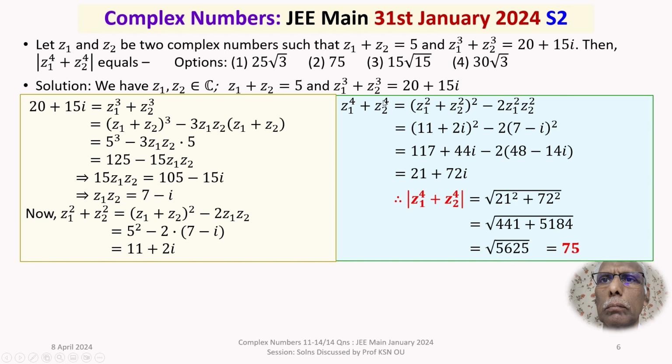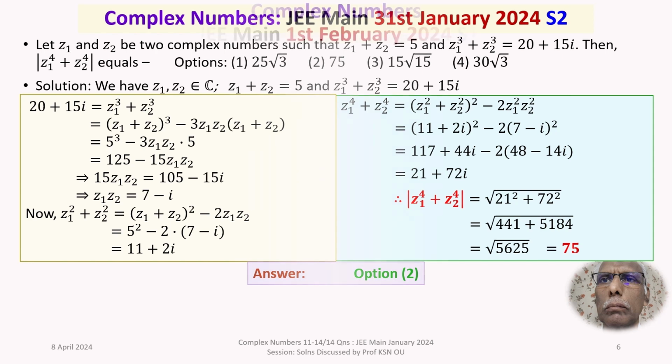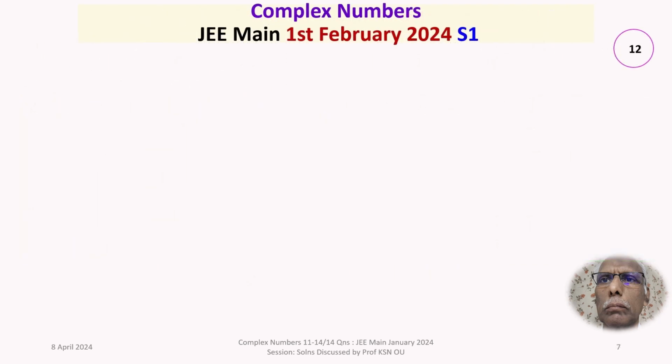So let's look at our options. Our answer 75 appears against option 2. Therefore the answer to this question is option 2. That is the detailed discussion of the solution of this problem, and it is a very simple, straightforward question. I am sure that you have understood the solution of this one. We will now move on to the next question.